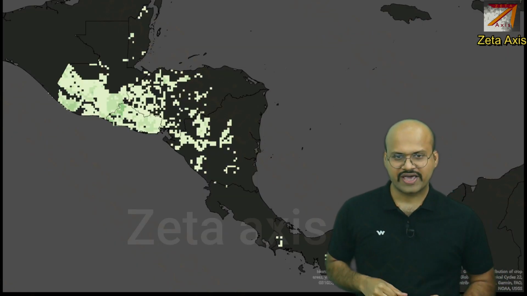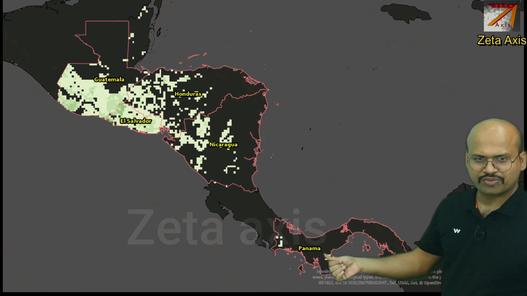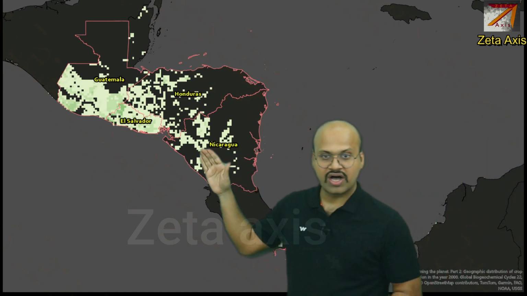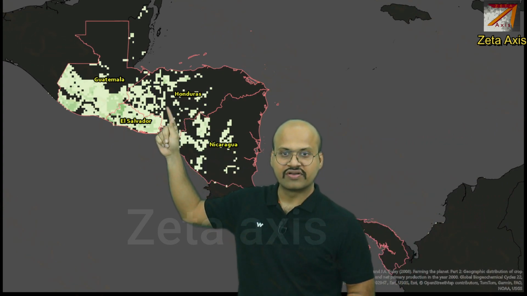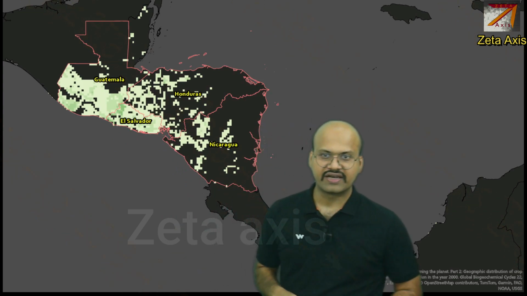Even in Central America, we have seen that there are countries which produce corn. Panama produces a very small amount. Nicaragua has significant production. Honduras, El Salvador, and Guatemala, all of them produce a significant proportion of corn in their croplands.